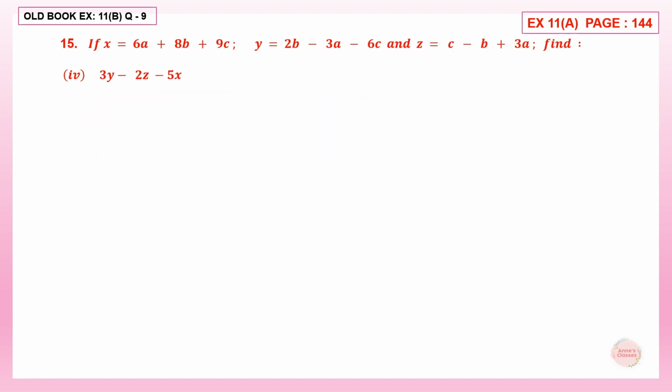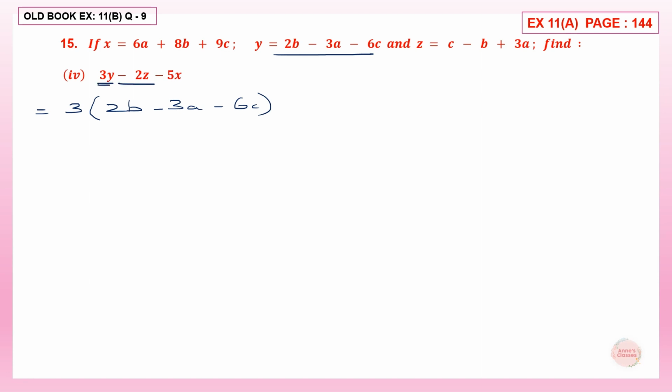Question 9 has one more question. Here it is 3y minus 2z minus 5x. So 3y, that means 3 into y. Be careful, this time y has come first. So we're going to put this, that is 2b minus 3a minus 6c. Then, so we finished this.